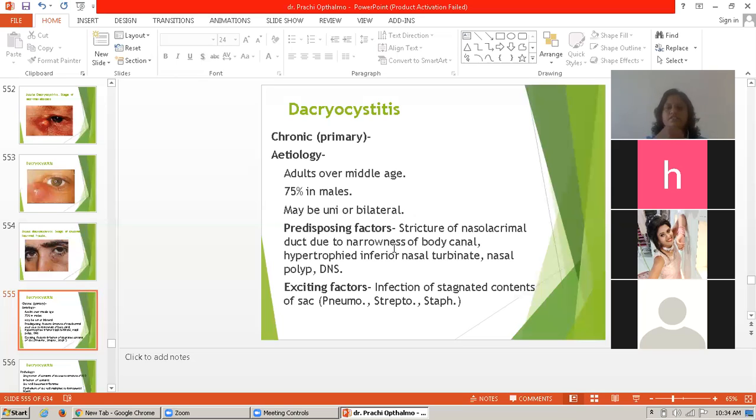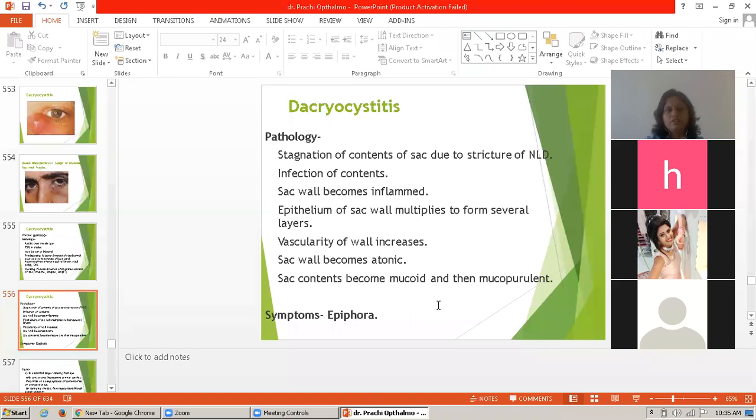In the etiology, we can see adults over middle age, 75% in males, may be unilateral or bilateral. Predisposing factors are stricture of the nasolacrimal duct due to narrowness of the bony canal, and hypertrophy of the inferior nasal turbinate, nasal polyp, and DNS each influence. Then exciting factors like infection of the stagnated contents of the sac, that is pneumococcal, streptococcal, and staphylococcus.